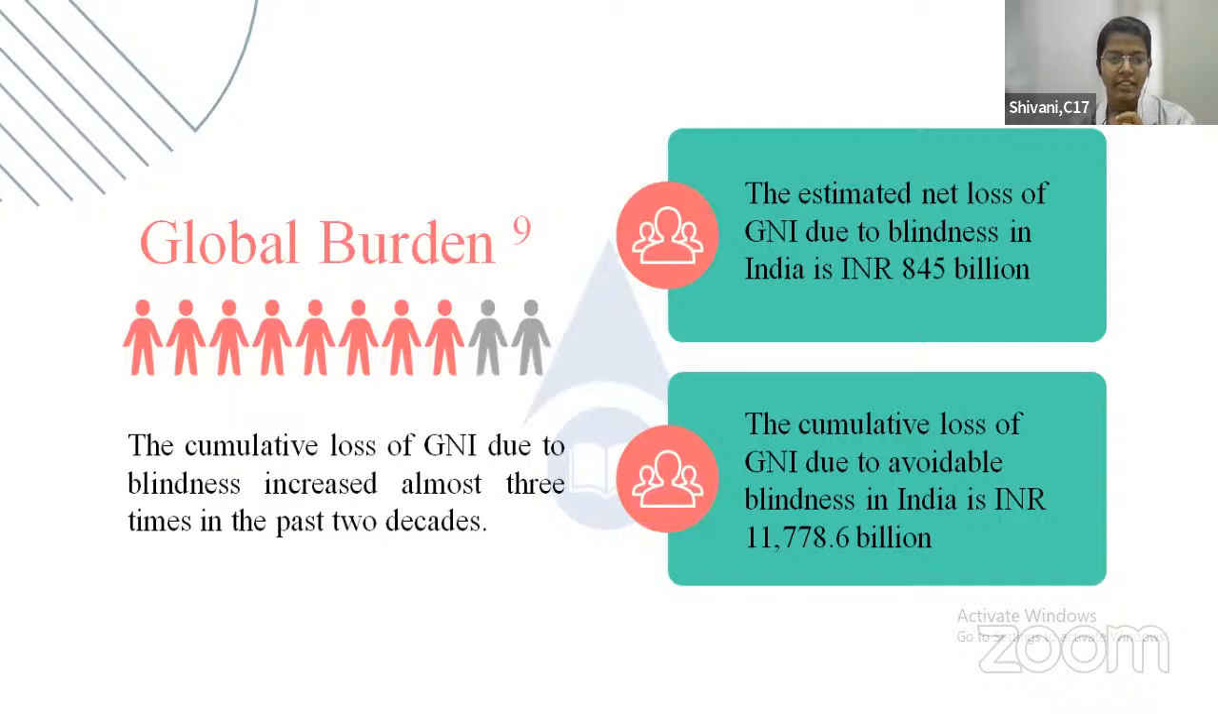Global burden. The cumulative loss of gross national income due to blindness increased almost 3 times in the past 2 decades. The estimated net GNI loss due to blindness in India is Indian rupee 845 billion. The cumulative loss of GNI due to avoidable blindness in India is Indian rupee 11,778.6 billion.